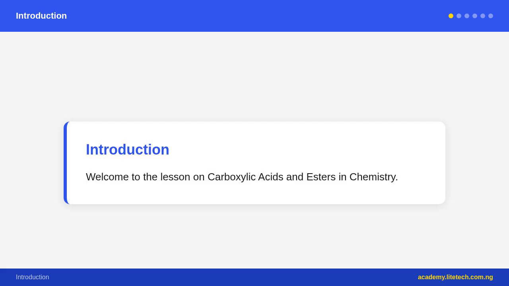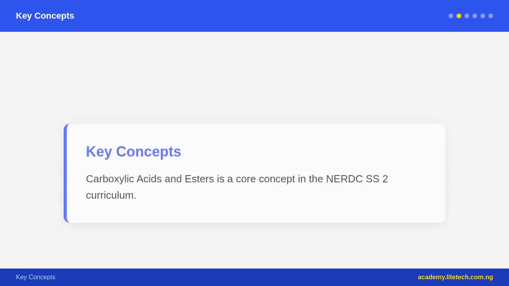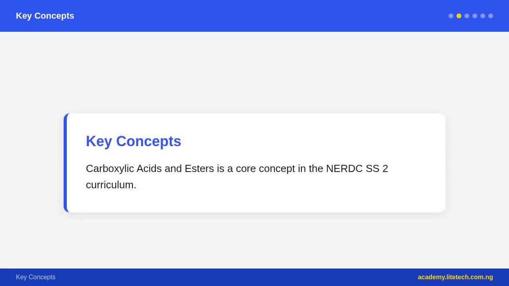Common carboxylic acids. Methanoic acid, HCOOH, also called formic acid, found in ant venom and stinging nettles, is the simplest carboxylic acid. Ethanoic acid, CH3COOH, also called acetic acid, found in vinegar, a 3 to 8% solution, is the most widely used carboxylic acid. Propanoic acid, CH3CH2COOH, used in food preservatives. Butanoic acid, CH3CH2CH2COOH, responsible for the smell of rancid butter. The name derives from Latin butyrum, meaning butter.